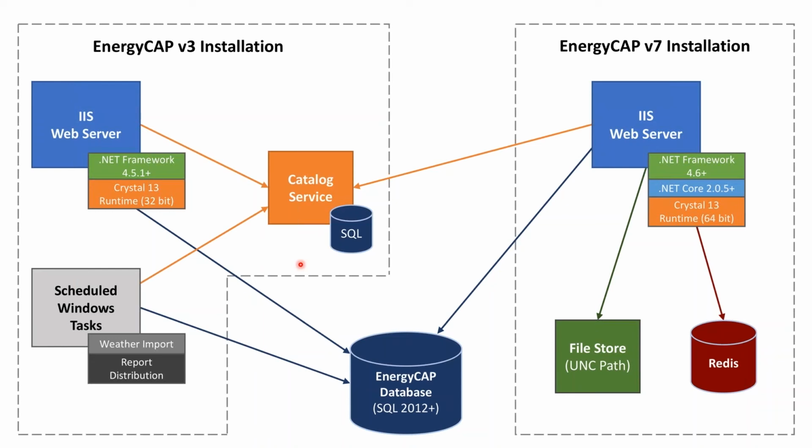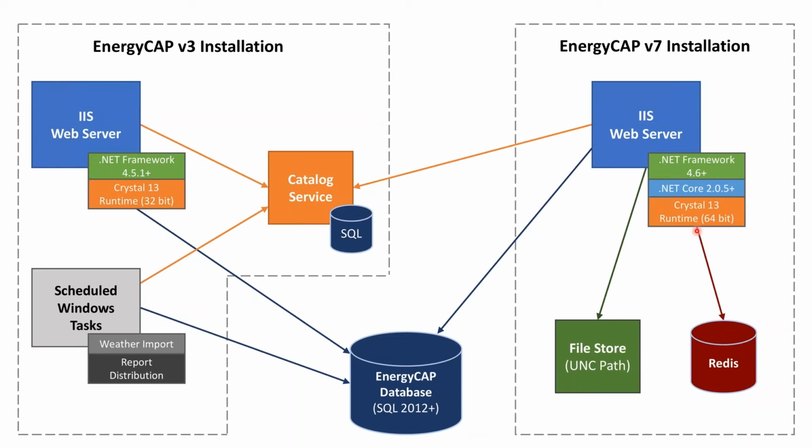When we look over at the EnergyCAP version 7 installation, again, you'll see some very similar components. For instance, the IIS web server with many of the same types of libraries we had before. However, you will note that .NET Core is an additional library that's needed for EnergyCAP version 7. We've also changed the way we're using the Crystal runtime engine, so you will need to have a separate IIS configuration for version 7 because it will be using the Crystal 13 64-bit runtime.